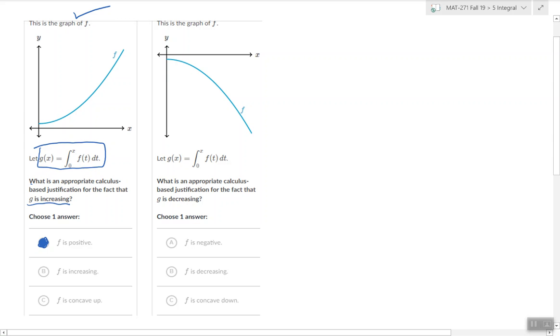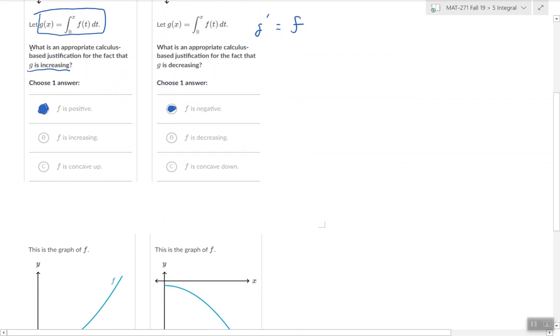Okay. Looking to the right here, what's an appropriate calculus-based justification for the fact that g is decreasing? Well, g is decreasing if the tangent slope is negative, right? Wherever g prime is negative, but g prime is f, right? Because this is the accumulation function. So g prime is f. So f is negative all along here. Therefore, this has to be decreasing. Okay? I think I can go ahead and do the next two.